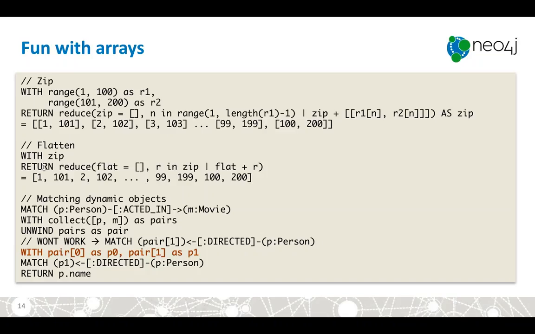because it needs to be an actual reference to a variable, not a dynamic object. And so this is just a little tip that if you do plan on working with dynamic objects and arrays in Neo4j, you have to use a with statement to put the dynamic object into a variable, which you can then use in a normal match clause.